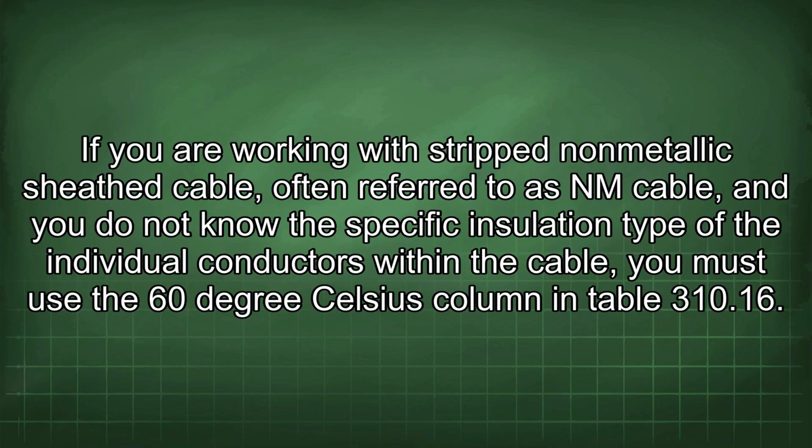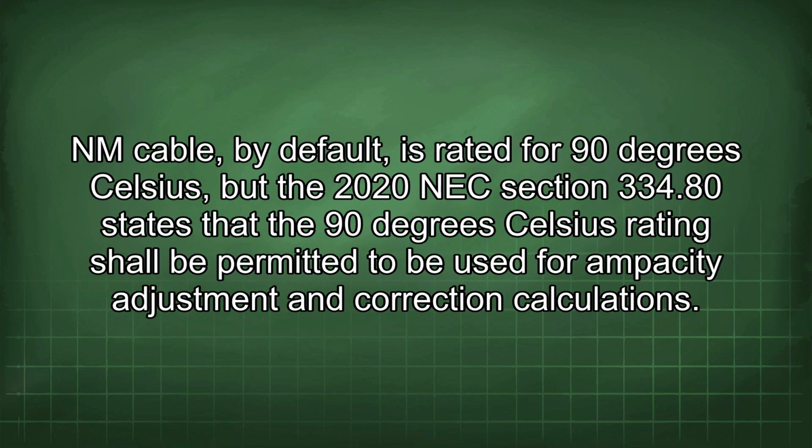If you are working with stripped non-metallic sheathed cable, often referred to as NM cable, and you do not know the specific insulation type of the individual conductors within the cable, you must use the 60°C column in Table 310.16. NM cable, by default, is rated for 90°C, but the 2020 NEC Section 334.80 states that the 90°C rating shall be permitted to be used for ampacity adjustment and correction calculations.